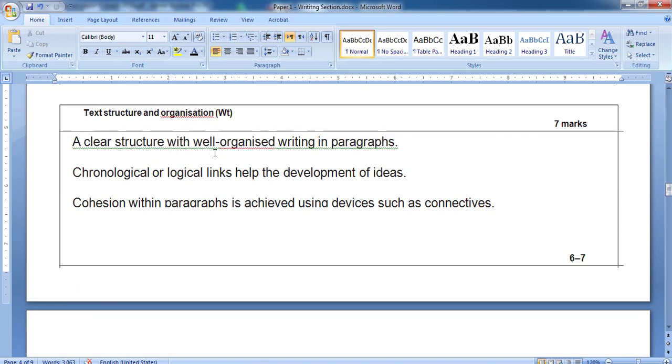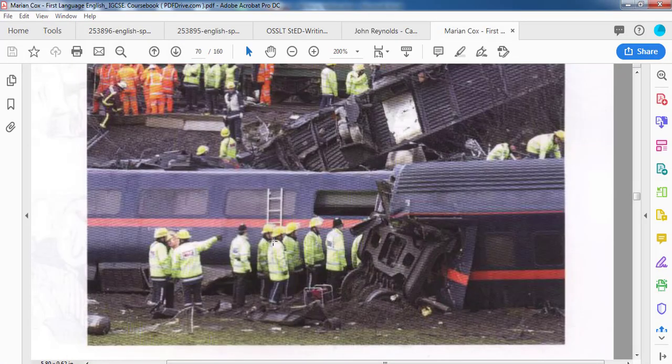now text structure and organization, you have to have a clear structure and well organized writing in paragraphs. Do not forget to tell the students to write 4 to 5 paragraphs and to make space between each paragraph and to make an indentation. And if they wish to write a subheading, no problem, of course, because they will introduce the paragraphs and make the writing more organized. And for sure they have to use the chronological order or the logical links which help the development of ideas, as Marian Cox said.